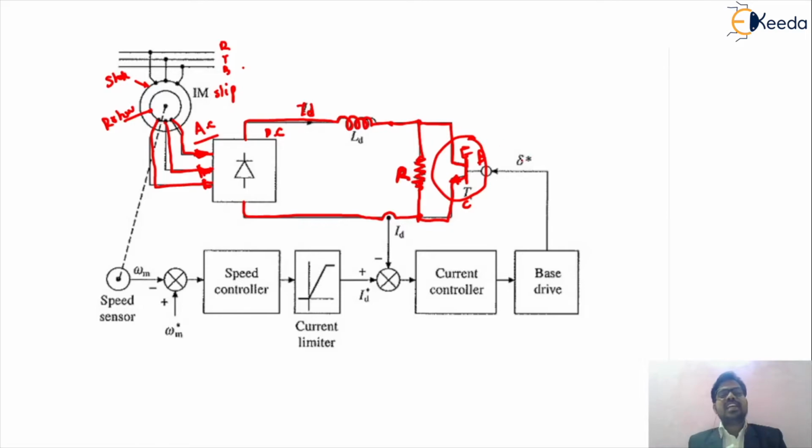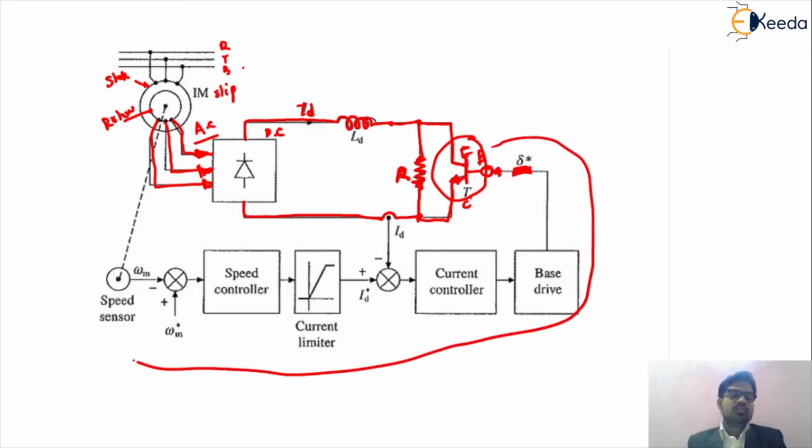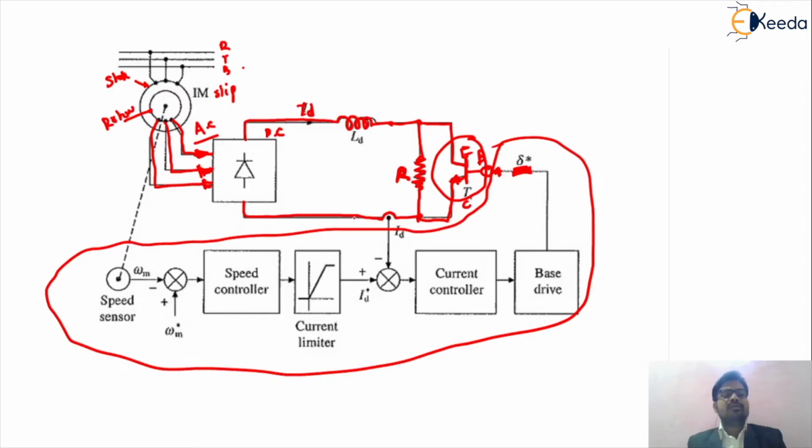So friends, this is the base terminal of the transistor, and we have to change the duty cycle of that transistor, by which we can change the speed of the slip ring induction motor. This is the actual closed loop control scheme. Now we can understand what we mean by the closed loop control scheme of rotor resistance control. This is the motor.